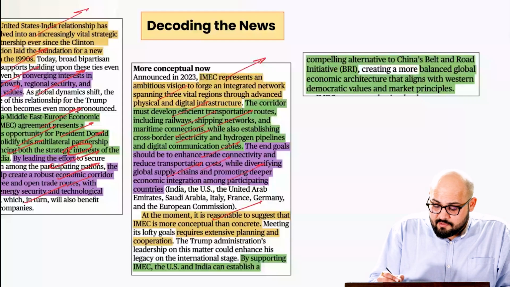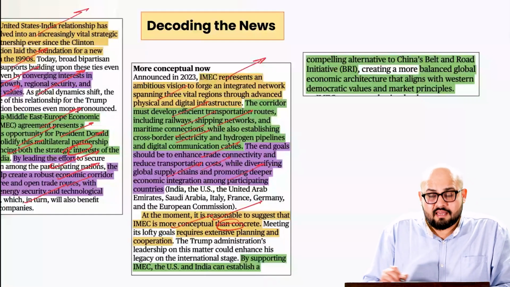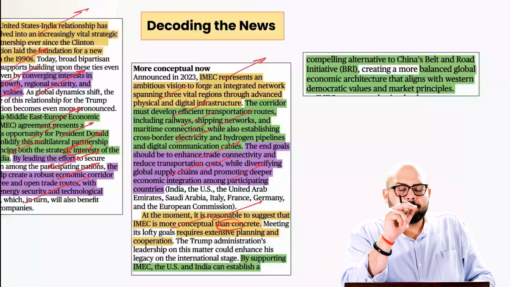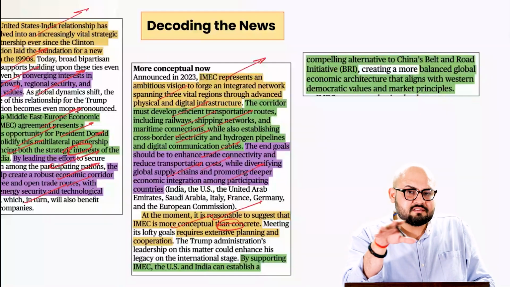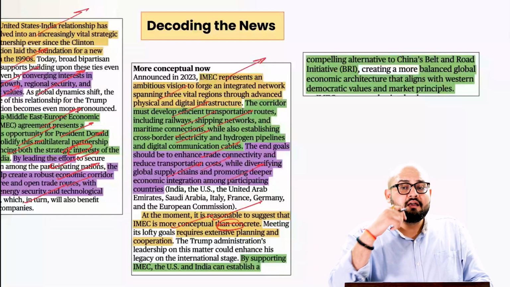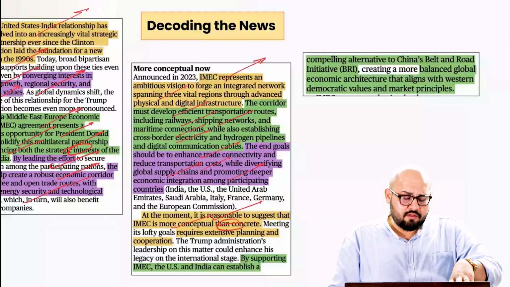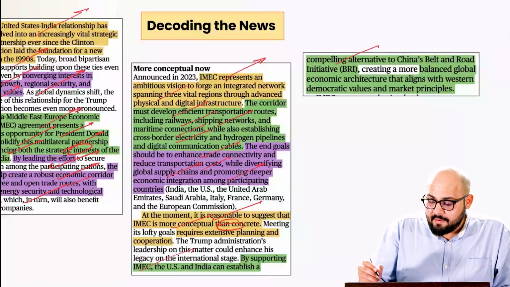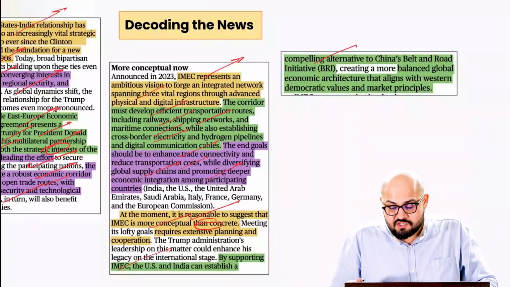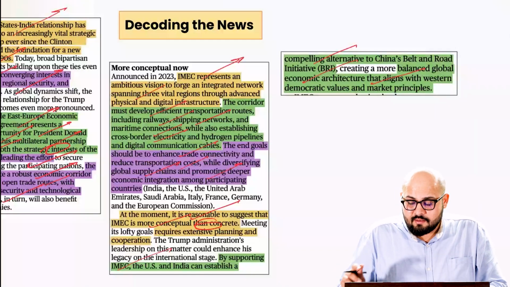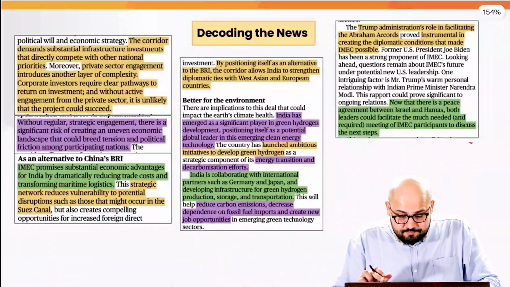At the moment, it is reasonable to suggest that IMEC is more conceptual than concrete. Again, primarily because of the events which happened between Israel and Palestine, right? So it disturbed the stability aspects in the Middle East, and ultimately the project could not be fructified. But now there's a possibility. By supporting IMEC, the US and India can establish a compelling alternative to China's Belt and Road Initiative, creating a more balanced global economic architecture that aligns with Western democratic values and market principles.